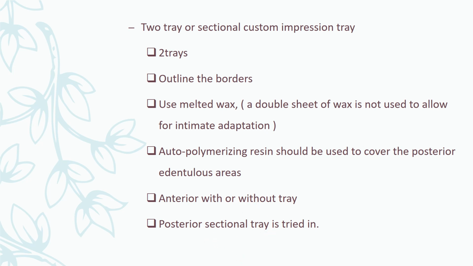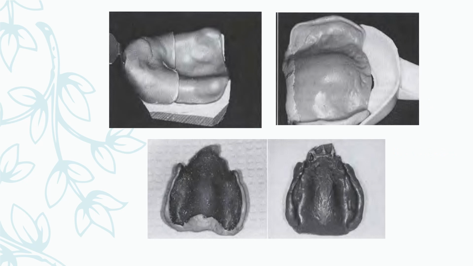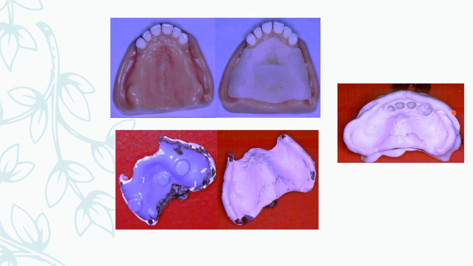Okay, so you'll understand better when I show you. So this is the anterior tray, the posterior tray. It can be tried in with or without. So you can see this is without the anterior impression, this is with the anterior impression. It's taken with the help of this tray. So these are the two trays which are using this full tray.